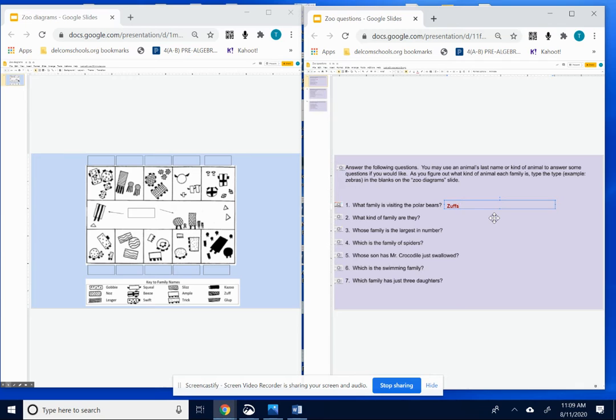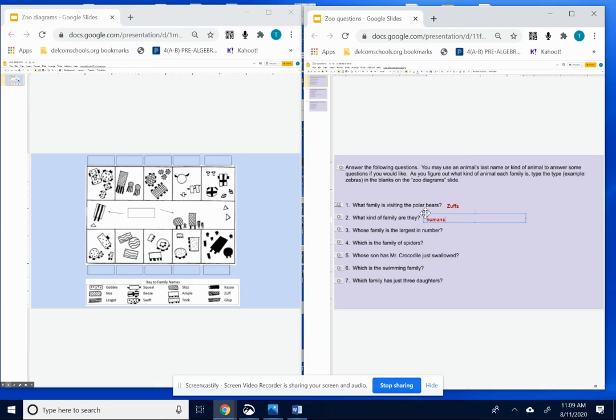Number 2, what kind of family are they? You're in a zoo. You have a group of animals visiting animals that are caged up. What kind of animal would that have to be? That'd have to be humans. I mean, we're going to hope that a group of lions isn't walking around a zoo visiting other animals, right? So these are humans. So for problem 2, what kind of family are they? Humans.